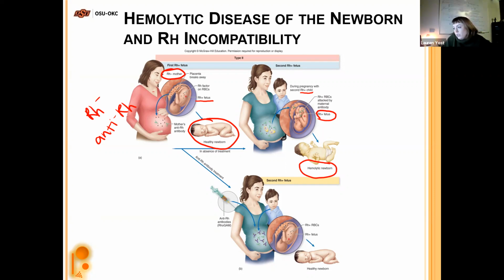So what we can do is treat the mothers with something called RhoGAM to prevent this from happening. Essentially, we're going to be giving her some anti-RH antibodies.